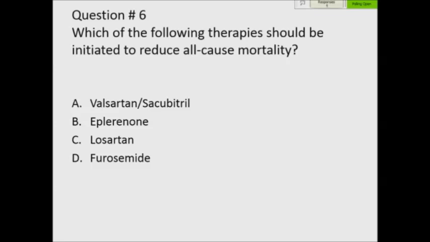Should we use valsartan/sacubitril, which is the brand new medication also known as Entresto? Should we use eplerenone, which is an aldosterone receptor antagonist? Should we use losartan, or should we use furosemide?